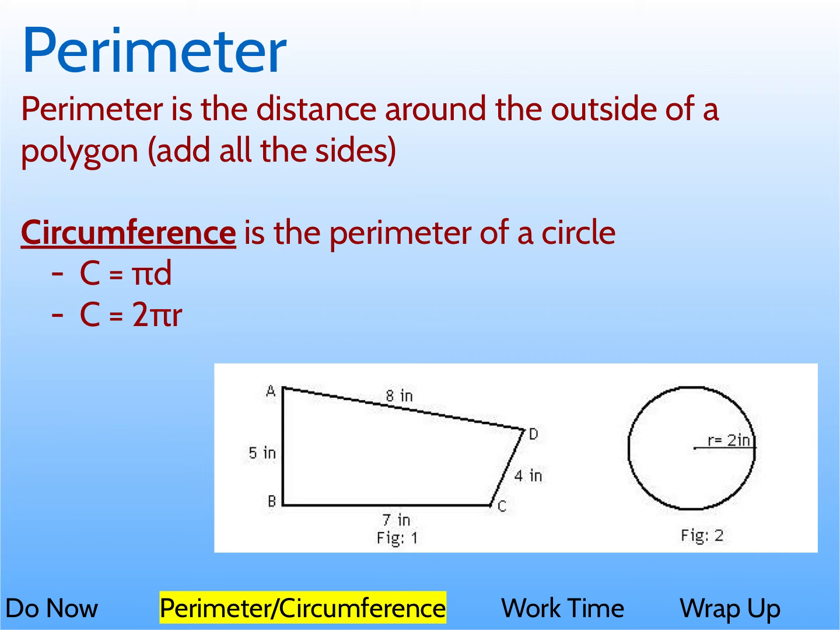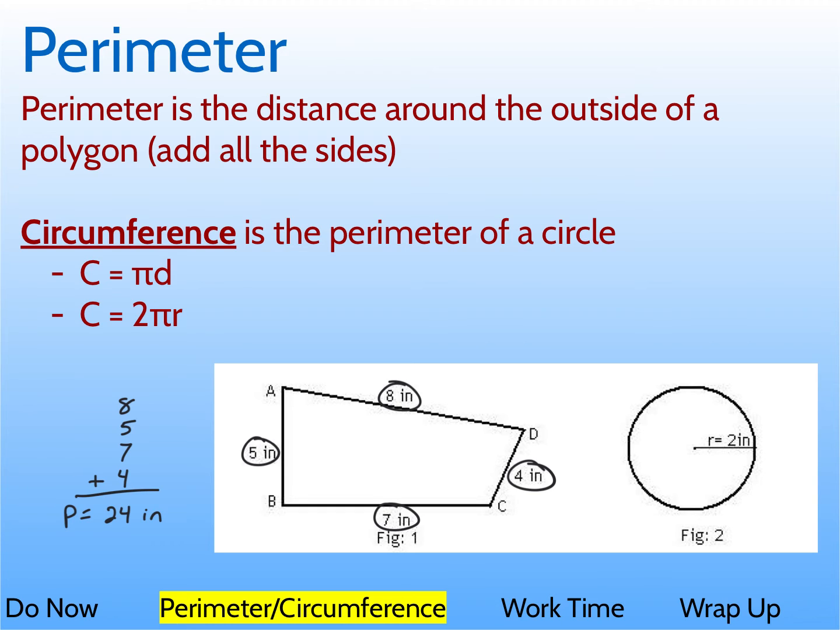So if we look at this quadrilateral here, what we have to do is just add all four sides. So we have 8, 5, 7, and 4. So 8 plus 5 plus 7 plus 4 gives you 24 inches. And that's the perimeter. So the perimeter of that is 24 inches.